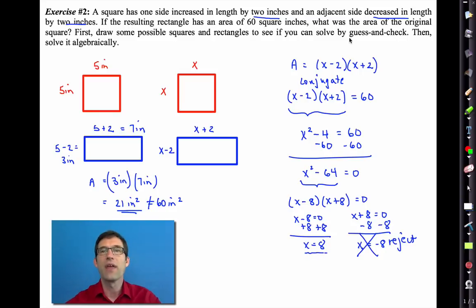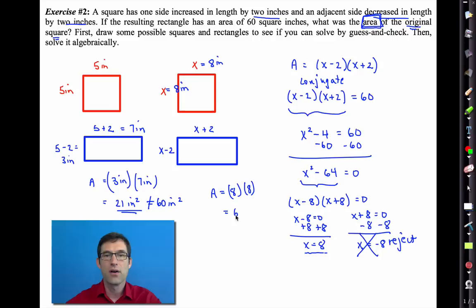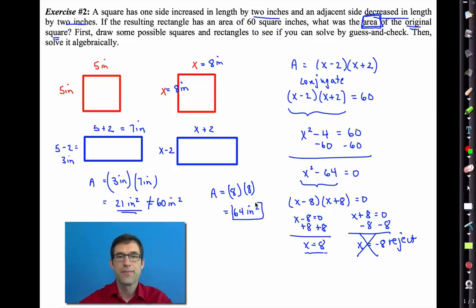Keep in mind that what they want me to do is figure out the area of the original square. So what we now know is that the original square had dimensions of 8 inches by 8 inches. So our final answer here is 8 times 8, or 64 square inches.